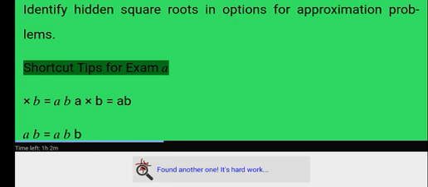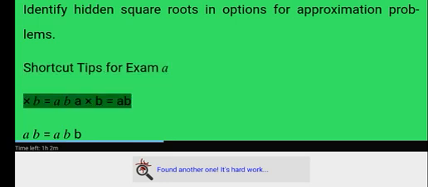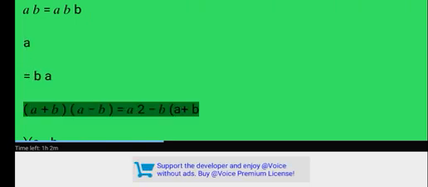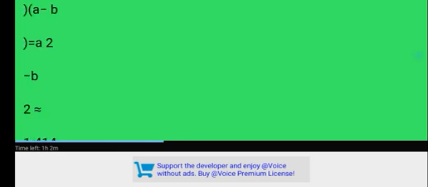Shortcut tips for exam. Root a times root b equals root ab. Root a over root b equals root of a over b. (a plus root b)(a minus root b) equals a^2 minus b. Root 2 is approximately 1.414.